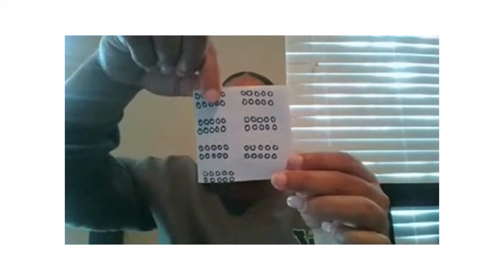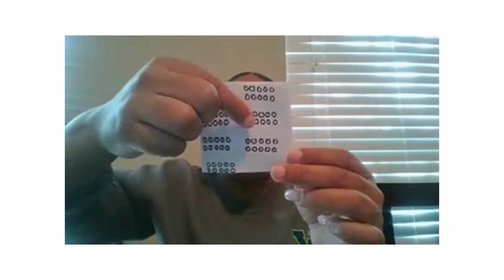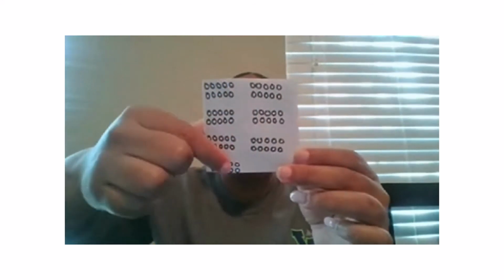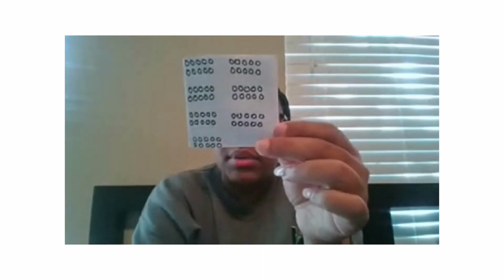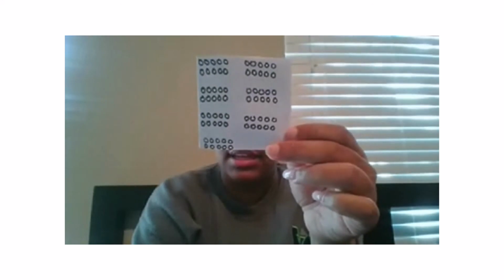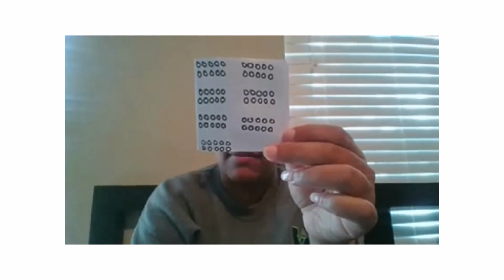Let's move on. All right, let's count it. 10, 20, 30, 40, 50, 60, 70. Great job. How many dots do you have right here? 70. How many tens do you have?